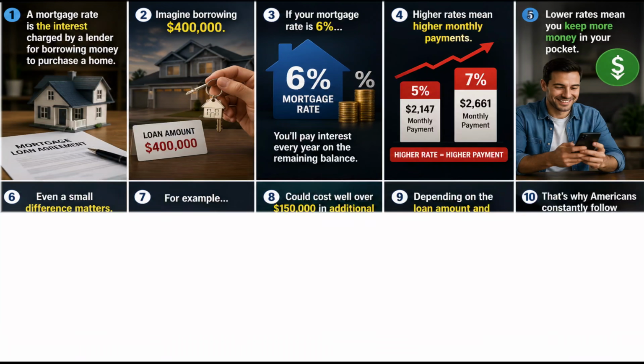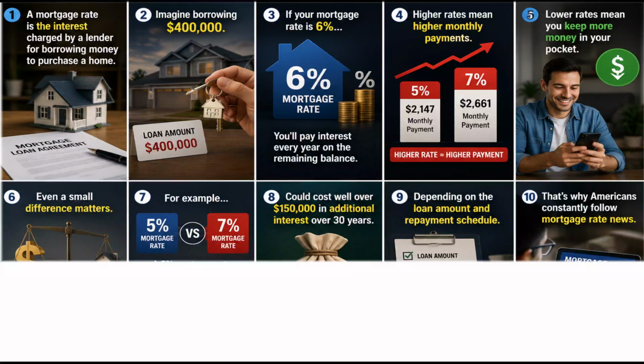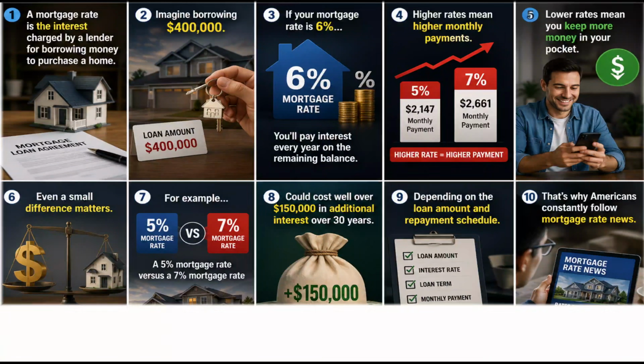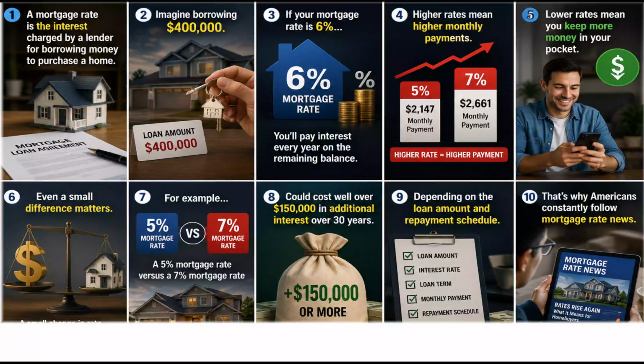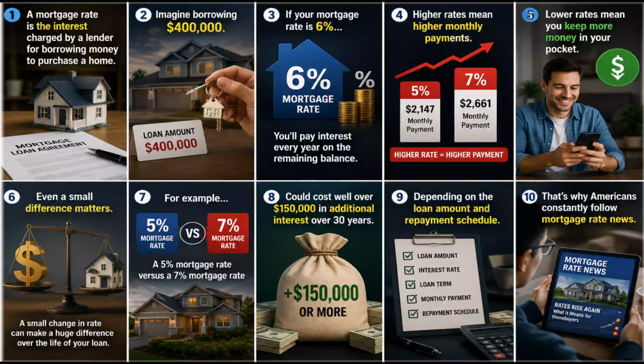For example, a 5% mortgage rate versus a 7% rate could cost well over $1,50,000 in additional interest over a 30-year loan, depending on the loan amount and repayment schedule. That's why Americans constantly follow mortgage rate news.